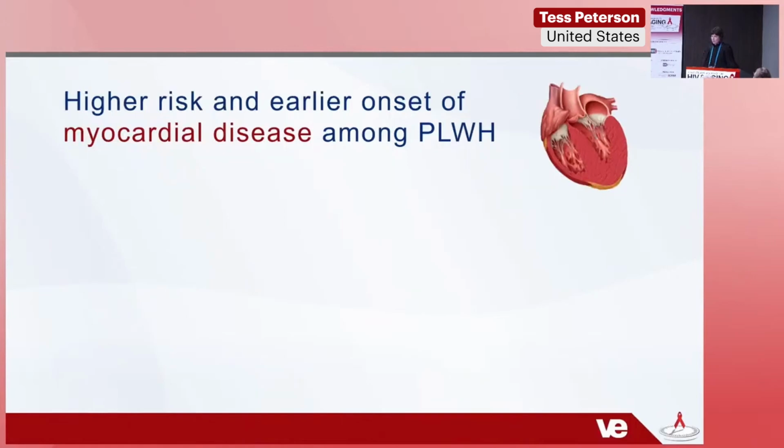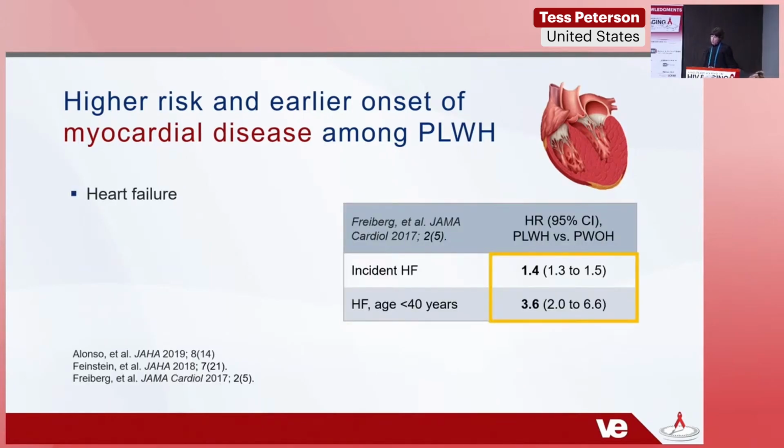So people with HIV experience higher risk and earlier onset of myocardial disease compared to people without HIV, and that manifests in several different ways, including clinical heart failure. So a nice example here on the right from VAX are some estimates of association showing higher hazard with seropositivity that's markedly higher among younger persons.